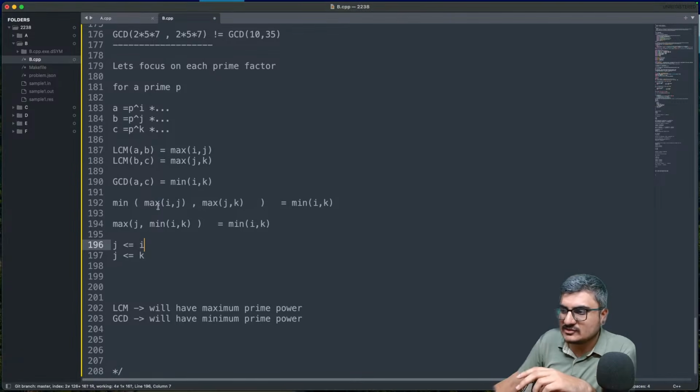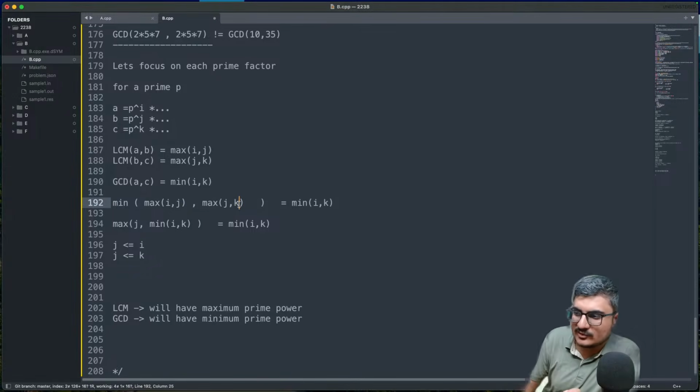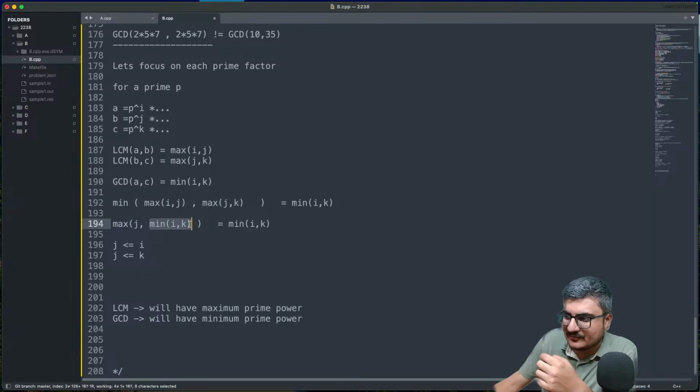So now you can rewrite these equations: first you need the maximum power from A and B, the maximum power from B and C, and then take the minimum of all. That should be equal to the minimum of I and K. Now you are taking two numbers with max J and two numbers with max J. What you can do is keep this max J out. First take the minimum of I and K and then take a max with J, rather than first taking the max with J and then dividing it by I. So you can rewrite this part as: first take the minimum of I and K, and then take the maximum of all the values with J, and that should be equal to the minimum of I and K.